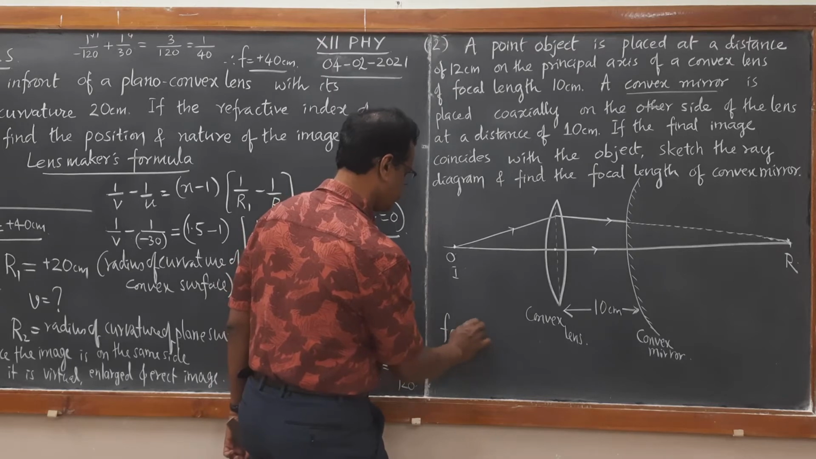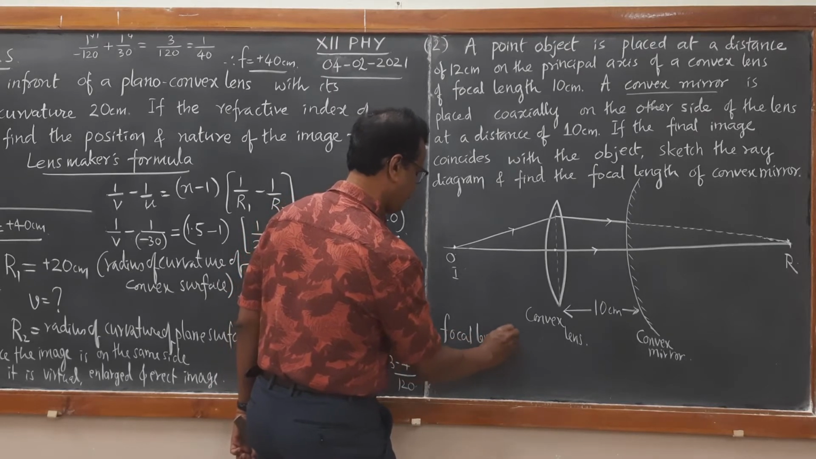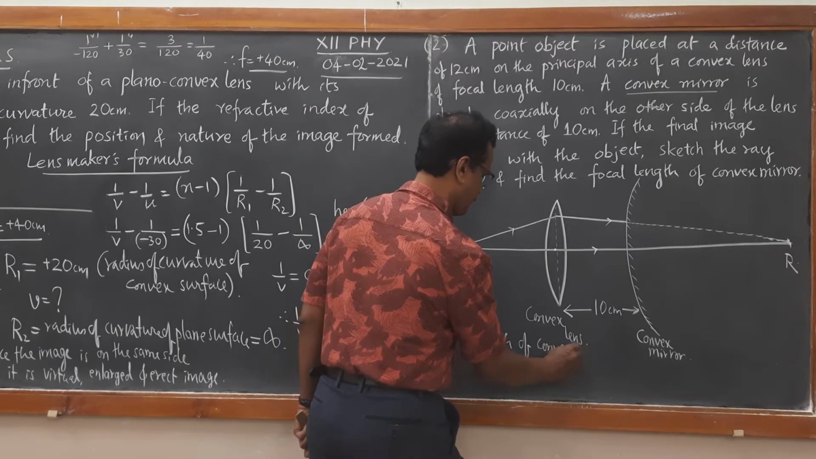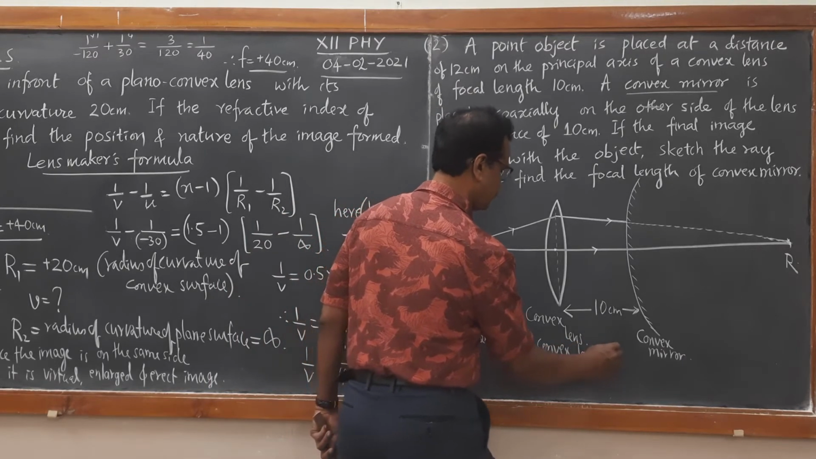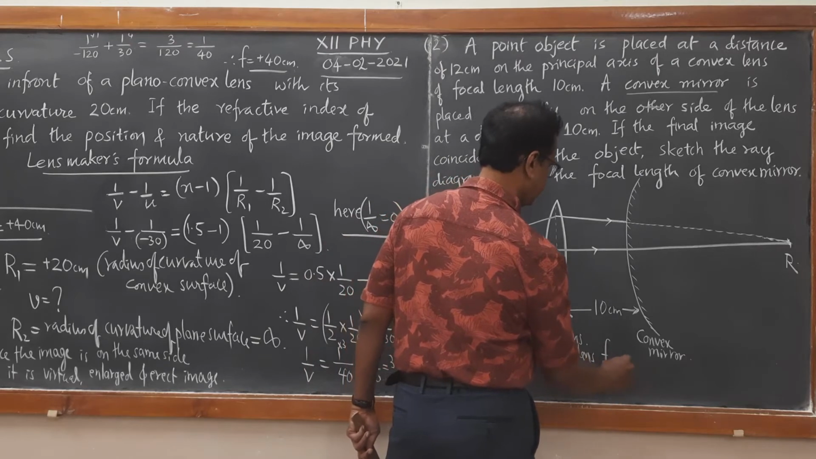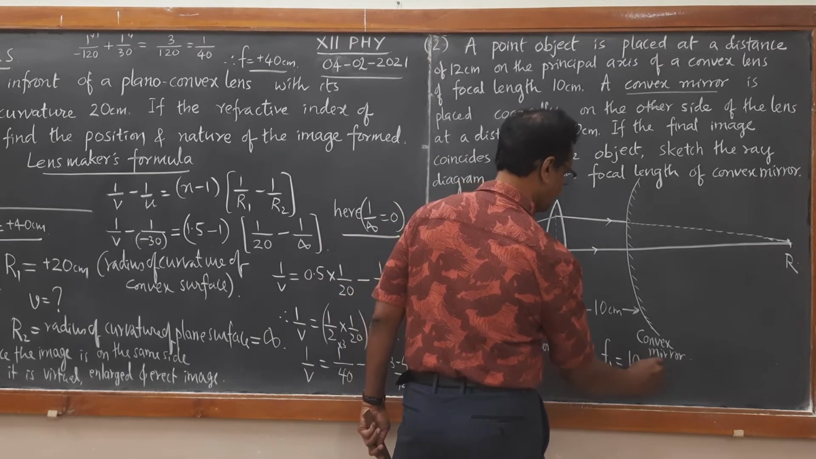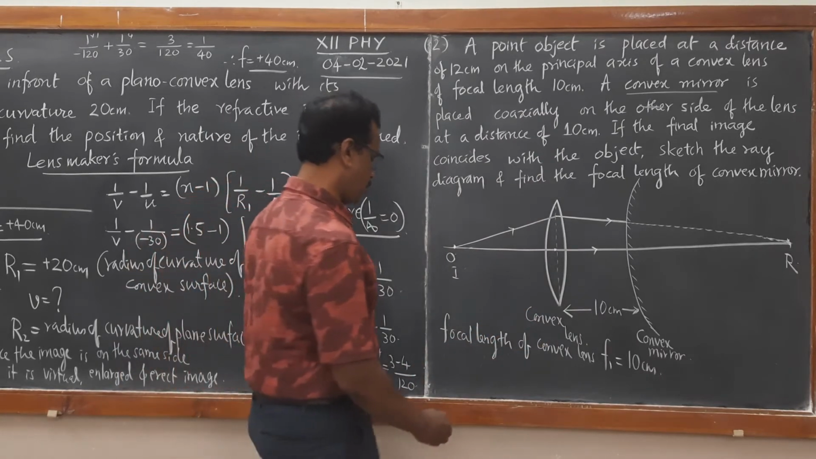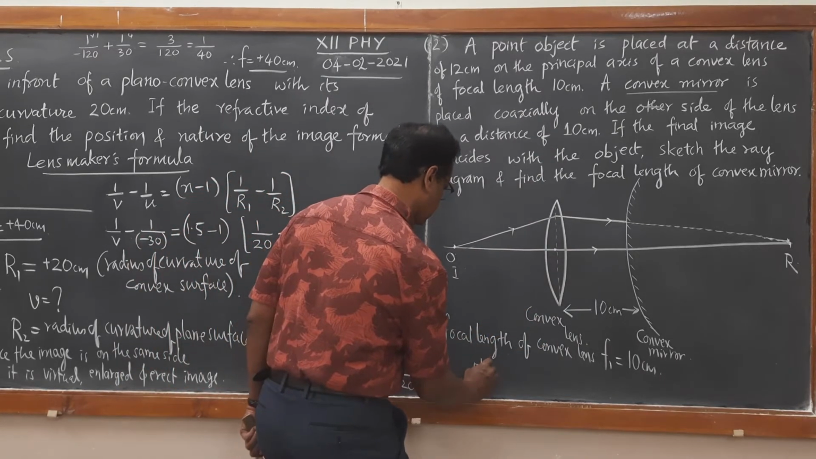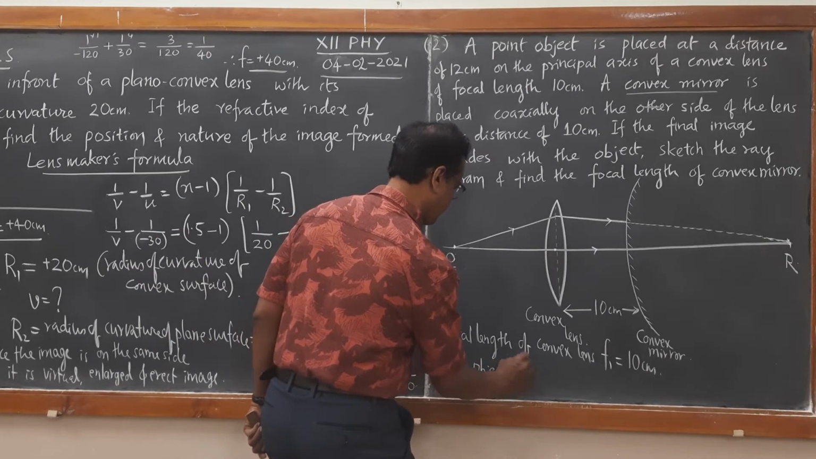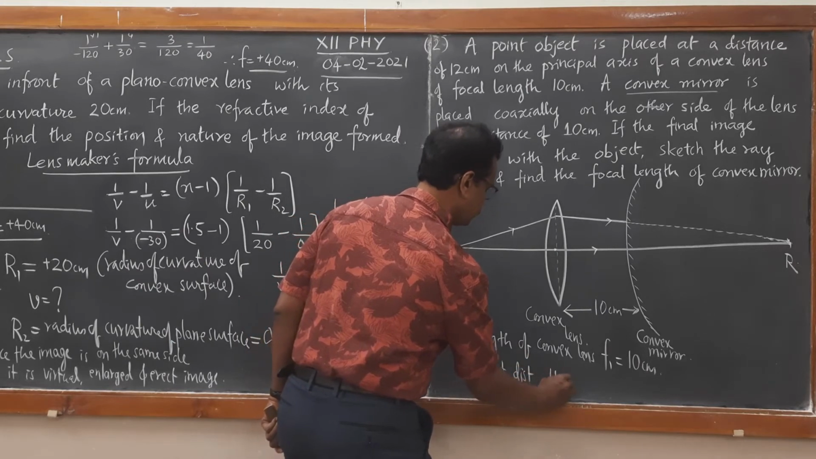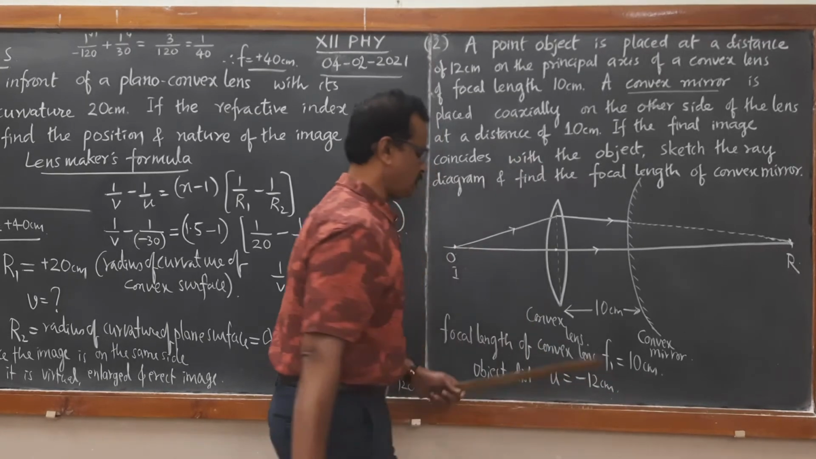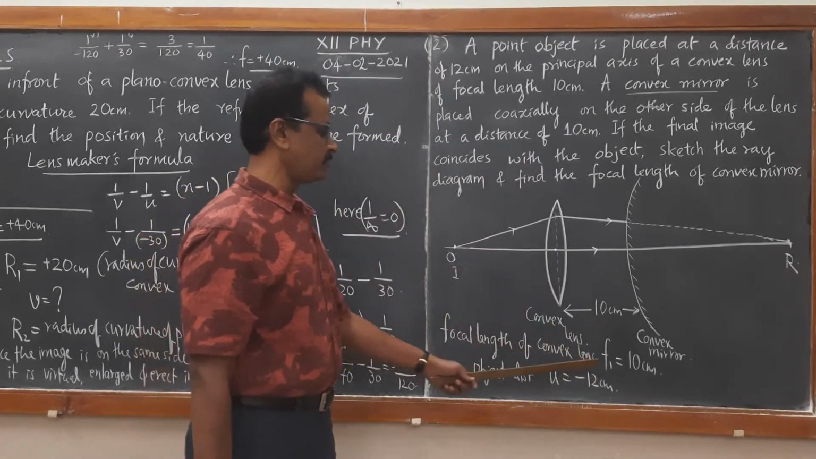Focal length of the lens, let me take it as f1. f1 is equal to 10 centimeter. Since it is a convex lens, its focal length is positive. Object distance u is equal to minus 12 centimeter. So the object is just placed beyond the focal length.